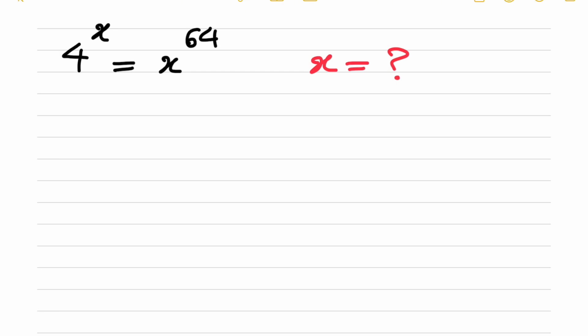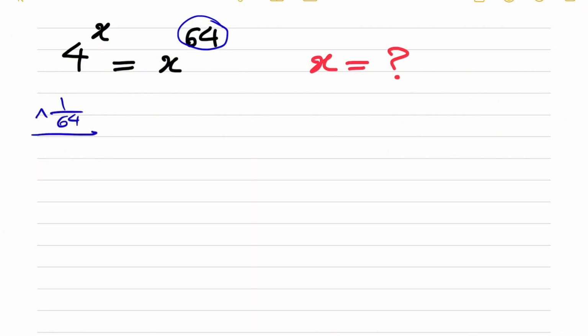In order to get rid of the 64 on the right side of the equation, we're gonna take the power of 1 over 64 on each side of the equation. What we're gonna end up having on the left side is 4 to the x to the power of 1 over 64 is equal to x to the 64 all to the power of 1 over 64.